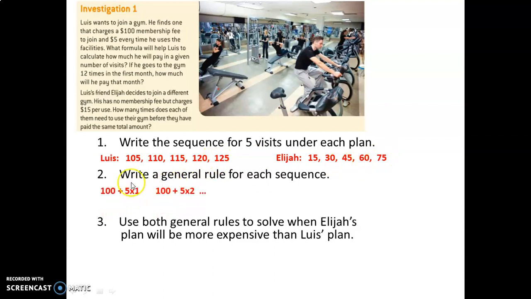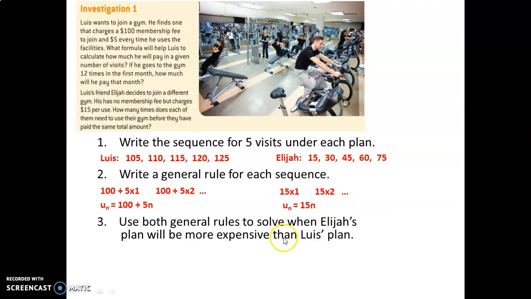Well, using the same approach, in the first one, we have 100 plus 5 times 1, and then 100 plus 5 times 2, and so on. So the rule for that can be 100 plus 5 times n, because this is like our term number here. And for the second one, this is like 15 times 1, this is like 15 times 2, so we can tell our rule is going to be 15 times the term number, which is n.